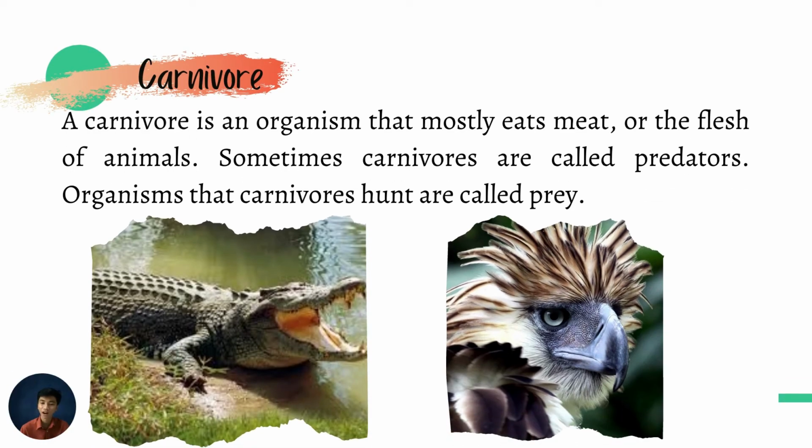Next is carnivore. A carnivore is an organism that mostly eats meat or the flesh of animals. Sometimes carnivores are called predators. An organism that a carnivore hunts is called prey. Examples of carnivores are the Philippine saltwater crocodile and the Philippine monkey-eating eagle.